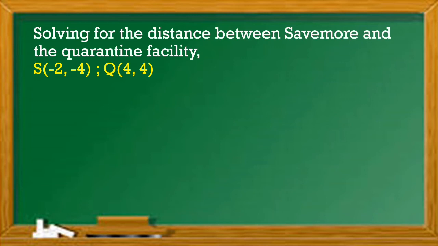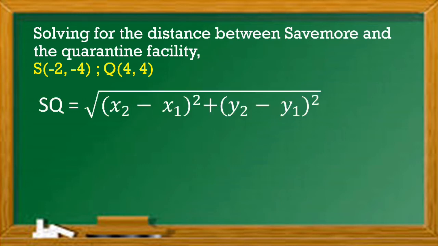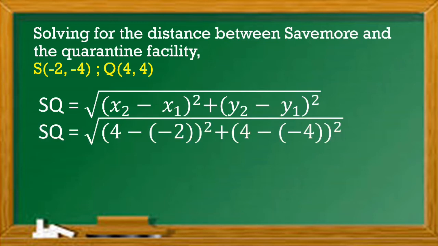Solving for the distance between Save More and the quarantine facility with point S, -2, -4, and point Q, 4, 4. So let SQ be the distance between Save More and the quarantine facility. We are going to use the distance formula, which is the square root of the quantity x sub 2 minus x sub 1 squared plus the quantity y sub 2 minus y sub 1 squared. So SQ equals the square root of the quantity 4 minus negative 2 squared plus the quantity 4 minus negative 4 squared. So SQ equals the square root of 4 minus negative 2 is 6.